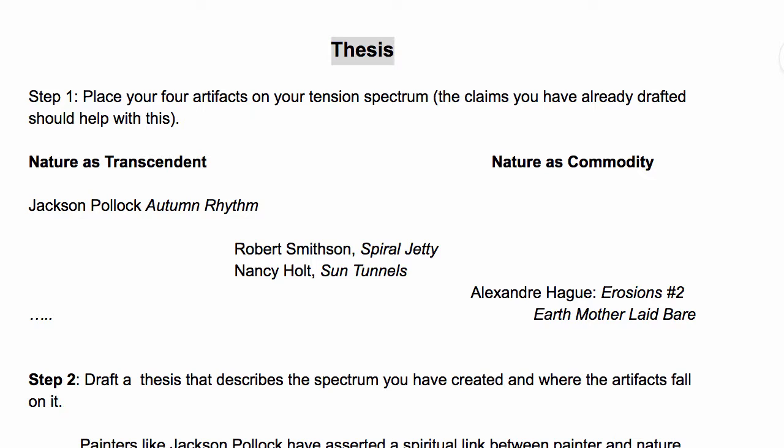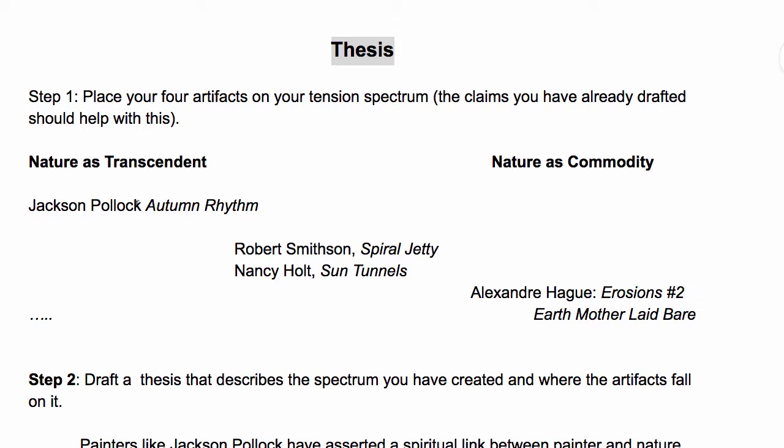And you can see on the screen here that I've created a spectrum for the tension that I've been writing about in the various drafts that I've shared with you, the tension between nature as transcendent and nature as commodity. And so all the way to the left, I put in bold nature as transcendent. So you can see I've done that over here. And then to the right, I put nature as commodity. And what I do is I place my 4 artifacts along that spectrum.